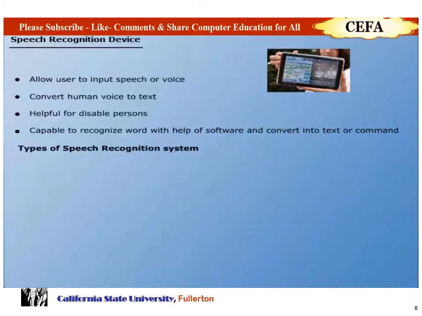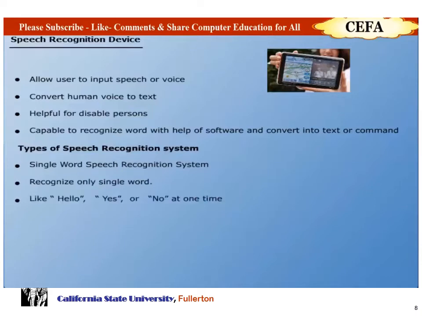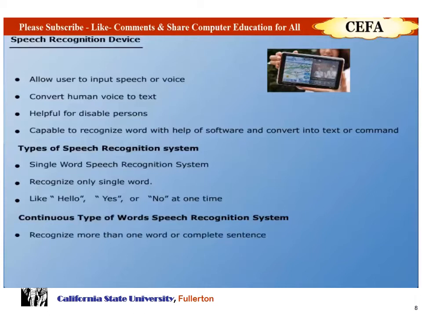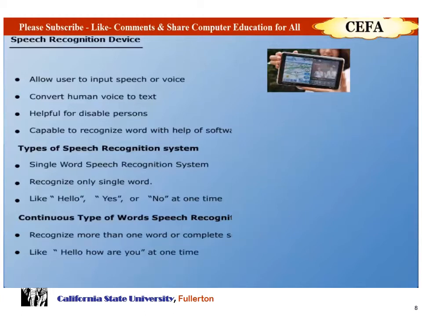Types of speech recognition system. Single word speech recognition system. These systems recognize only single words like hello, yes, no, at one time. Continuous type of word speech recognition system. This type of speech recognition system recognizes more than one word or a complete sentence. For example, hello, how are you at one time.